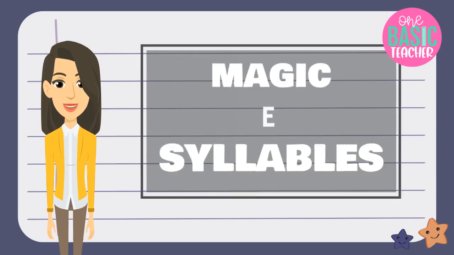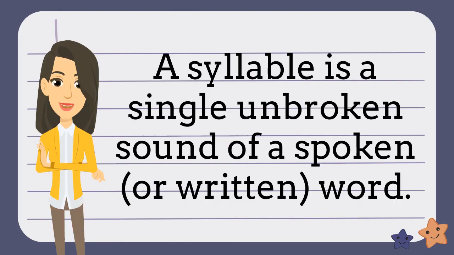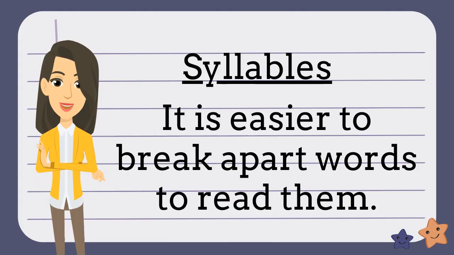In this episode, we'll discuss how to syllabicate magic E words. Did you know that a syllable is a single sound of a spoken or written unbroken word? Some words have more than one syllable.